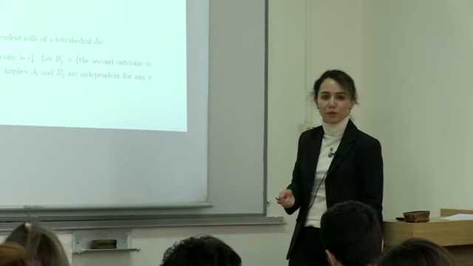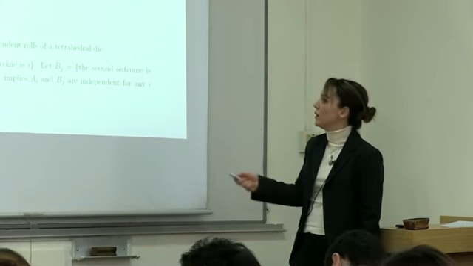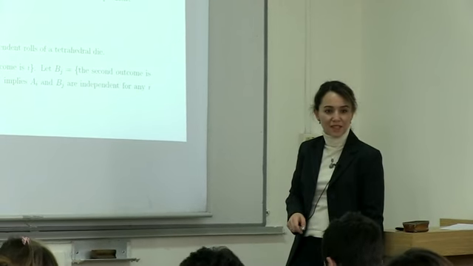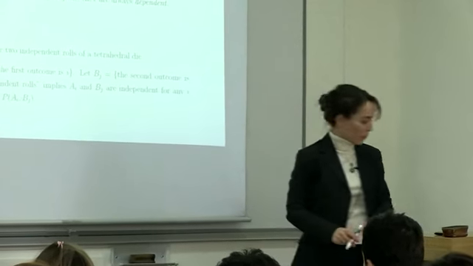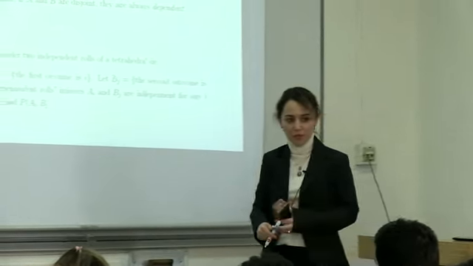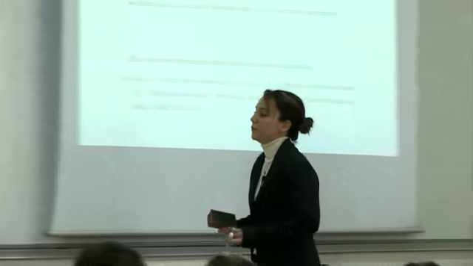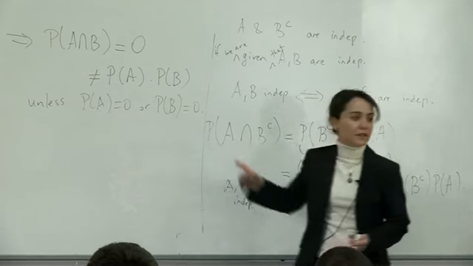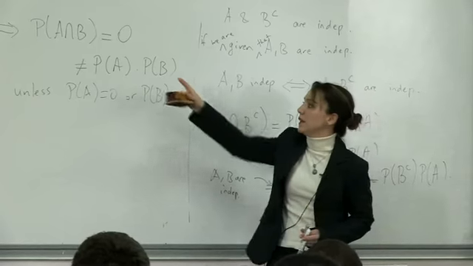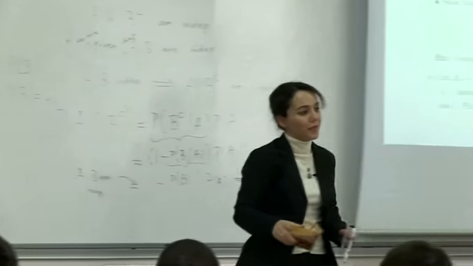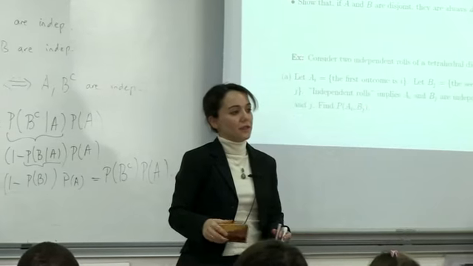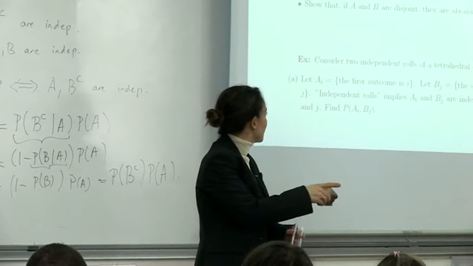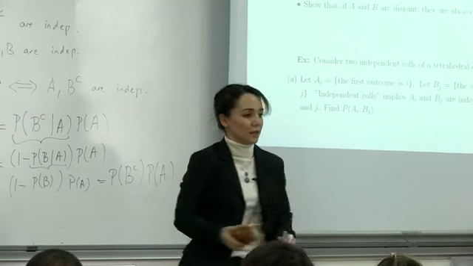Let's do a few examples which will illustrate all of these. Dependent means not independent. So once you find a counterexample showing that the identity P of A intersection B equals P of A times P of B is not satisfied, it's enough to show that they're not independent. In fact, we'll exercise this by finding counterexamples in the next example.